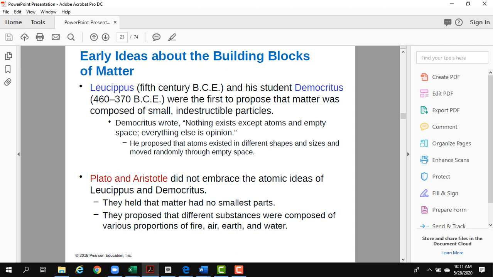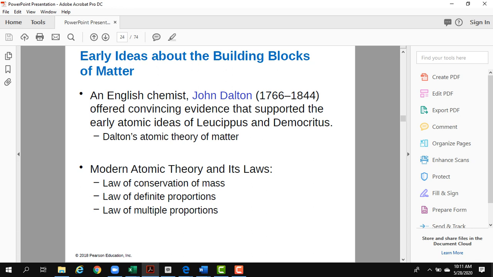Plato and Aristotle held that matter has no smallest parts. They proposed that different substances were composed of various portions. Very old ideas. And then the recent findings, John Dalton. Dalton's atomic theory. Still, we go with Dalton's atomic theory.